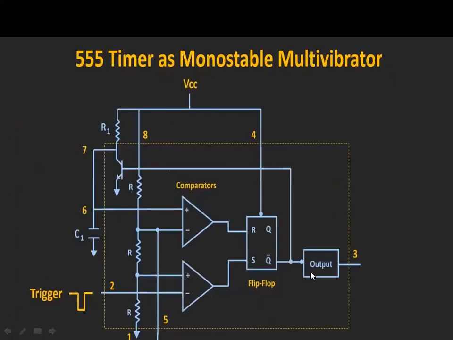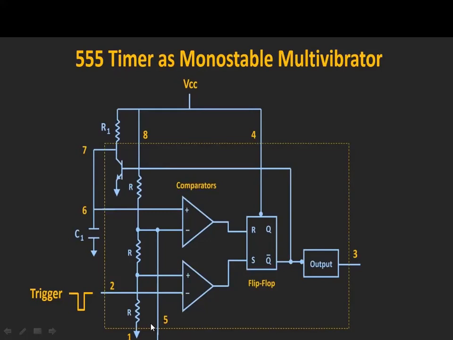Now we are going to observe how the output is obtained for this monostable multivibrator. This is the internal block diagram, as we have discussed in the last classes, in the 555 timer explanation, as well as in the astable multivibrator, where we also explained this block diagram. Now we are going to discuss the monostable multivibrator using the 555 timer.